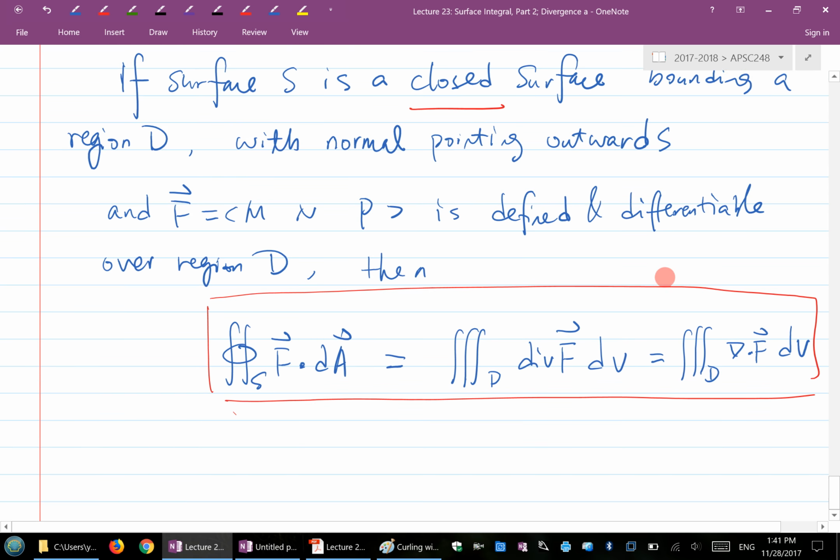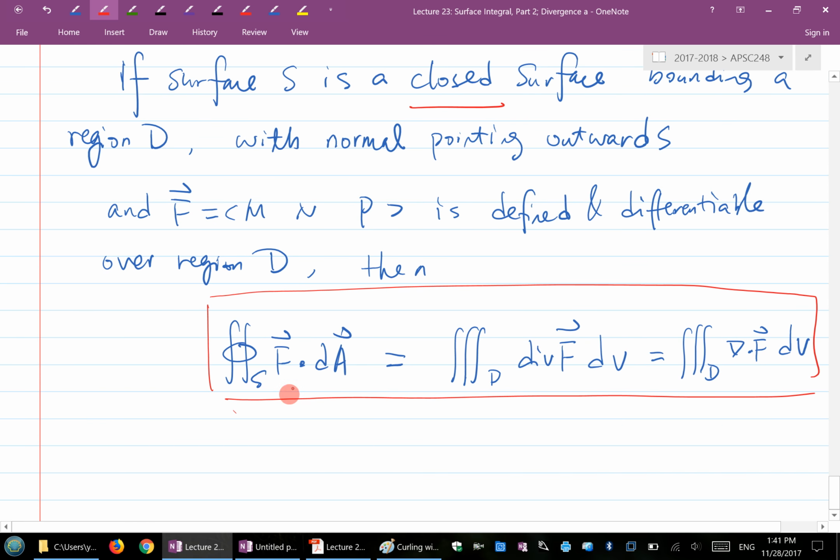Let's look at this formula here. This formula is actually quite simple. First of all, look at the left side here. It's a surface integral, right? So that's basically a surface integral over this enclosed surface S.